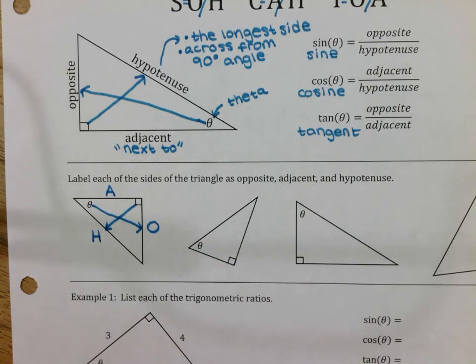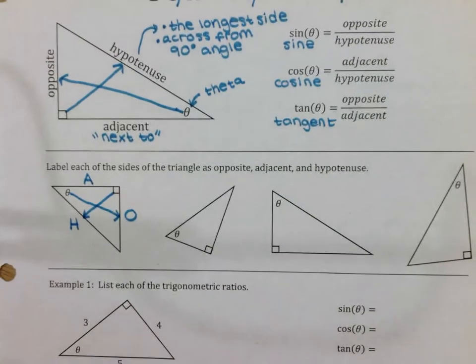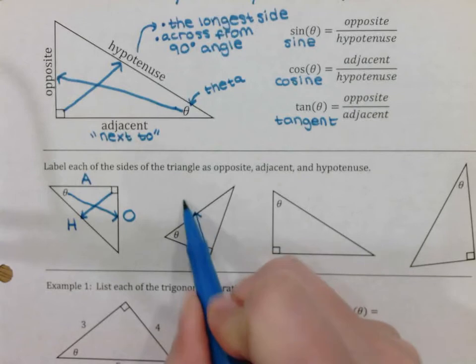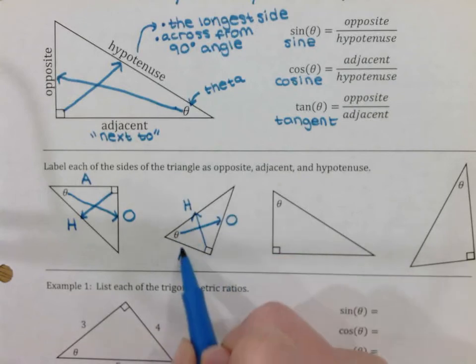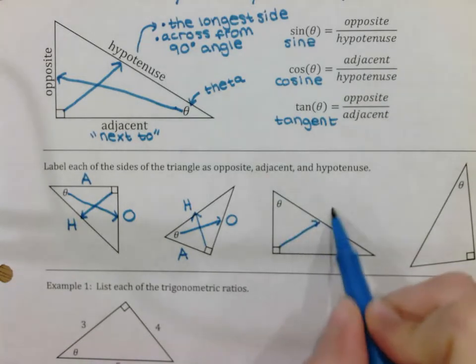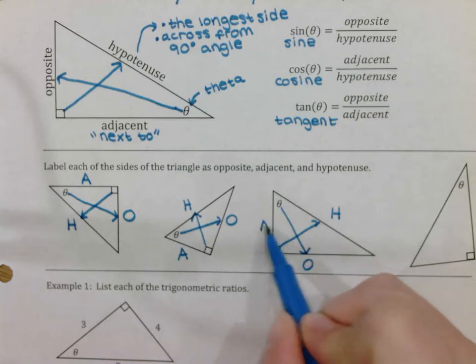You may want to pause the video and try the next three on your own, just labeling them hypotenuse, opposite, and adjacent. But I'll go ahead and do the same process here. Start with H. O is opposite the angle. That leaves A. Hypotenuse, opposite, adjacent.